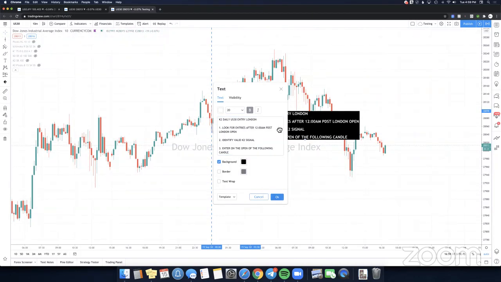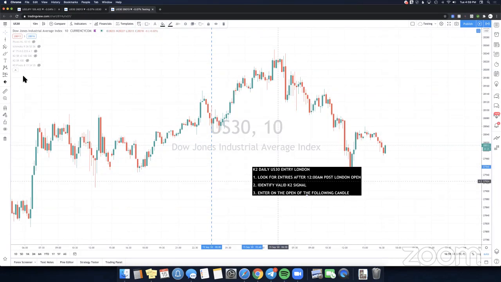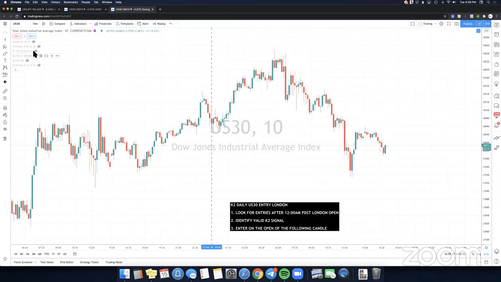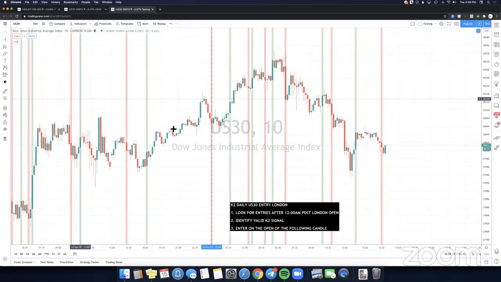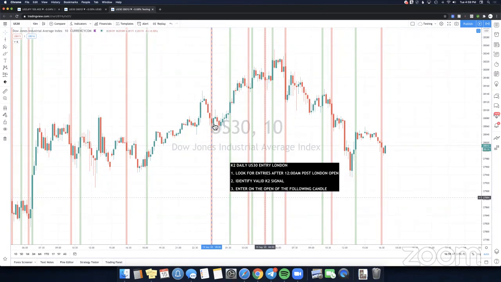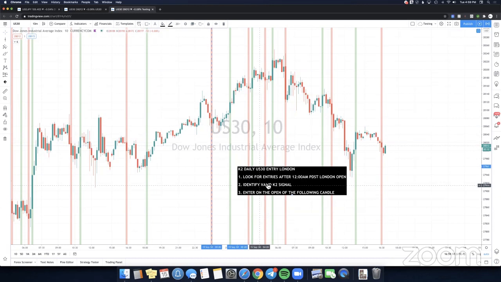So it works exactly the same, but me personally, I haven't tested it on London enough to verify that it works as well. I mean, it does work, I'm just not sure if it works perfectly. So same situation right here. Look for entries after midnight. So this is midnight right here. Identify the first valid K² signal, which would be right here.